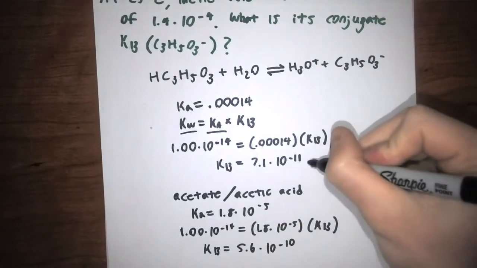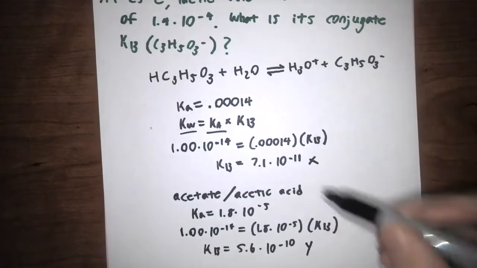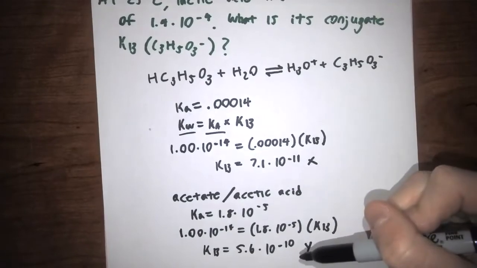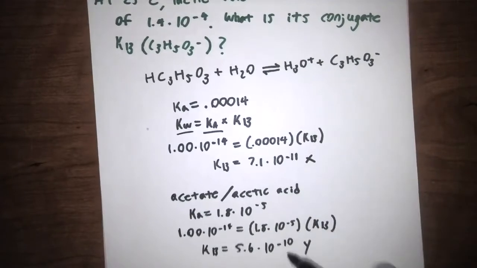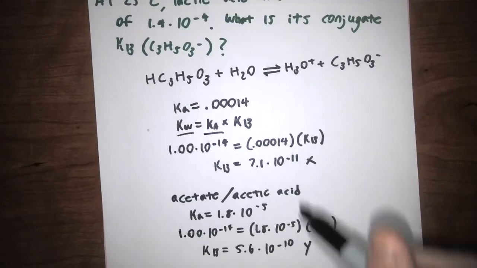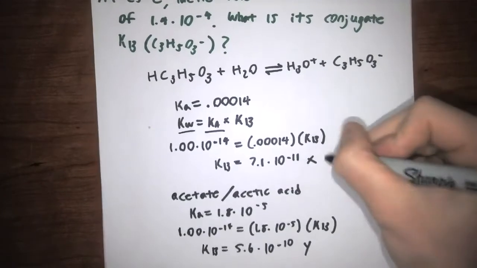So now let's compare x and y. Is x or y greater? Is negative 10 or a negative 11 greater? Negative 10, right? Because there's more decimals. So this would mean that this is a weaker base.